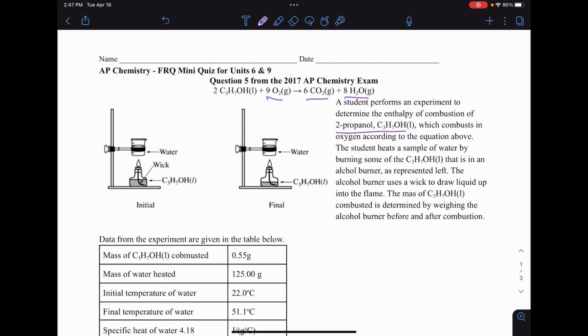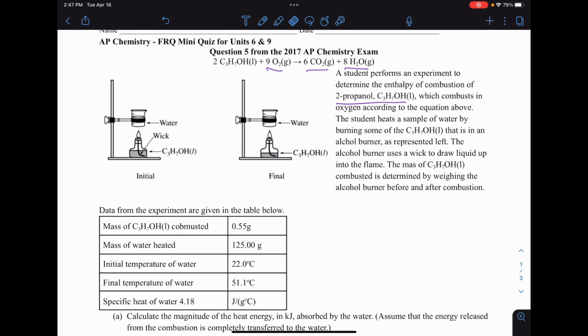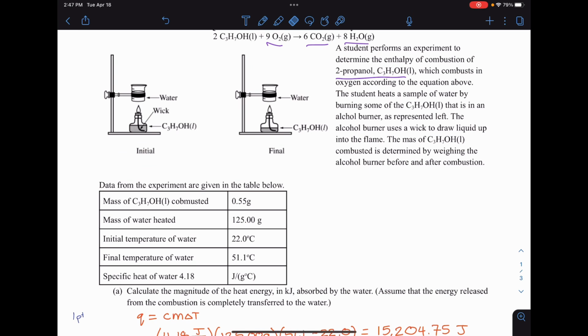We can see that we have this alcohol burner here. So we've got our alcohol, which is the propanol, inside this. And it's burning. It's being scooped up with the wick. And it's burning, and then all of the heat is going to the water. Of course, in a real life situation, we're going to have some heat that's coming off and being lost to the outside environment. But I think in these problems, we are assuming that all of the energy that's released is being transferred from the combustion completely to the water that's in the beaker.